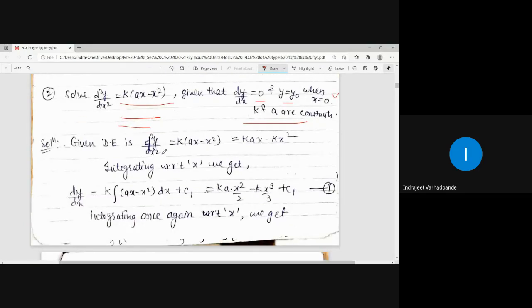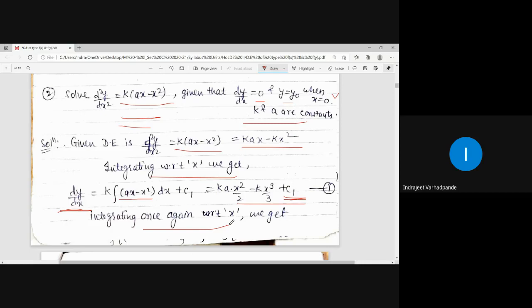So consider d2y by dx square is equal to k into ax minus x square. The differential equation is simplified as kax minus kx square. Integrating once with respect to x, I get k outside, and you take the integration of ax minus x square after taking k outside: a into x square by 2, and x square integration is x cube by 3, plus the constant of integration c1, which is added. So this is what the first step is giving you. After integrating it once, dy by dx is equal to this.